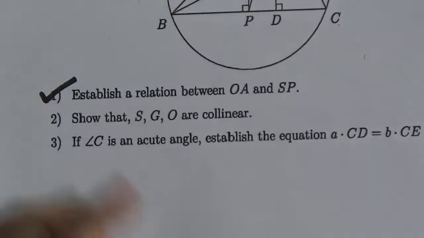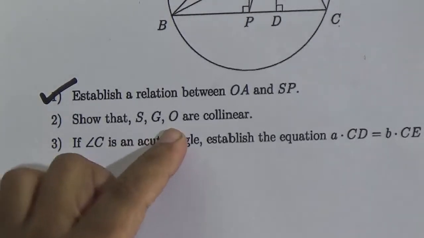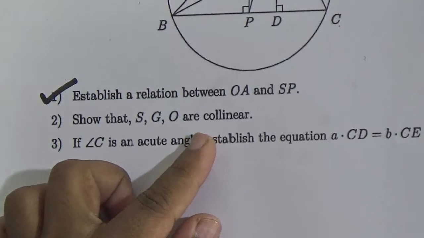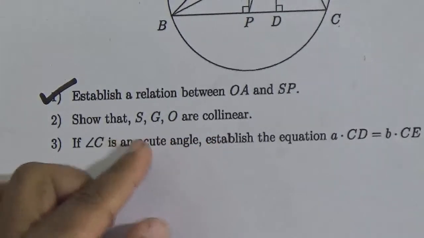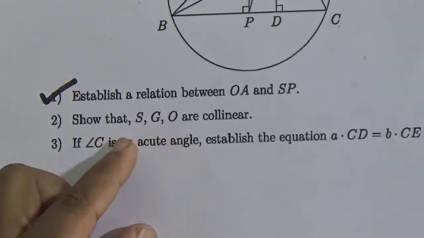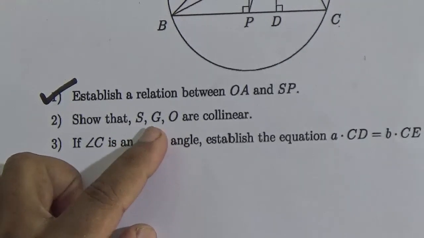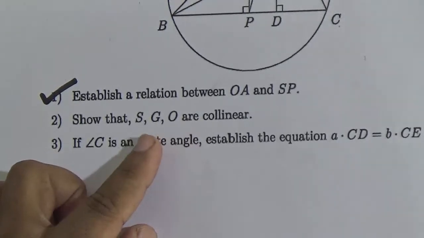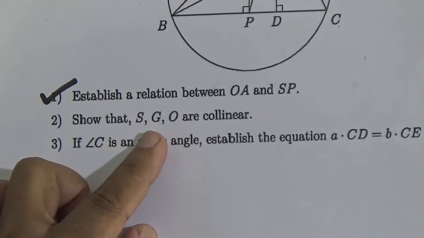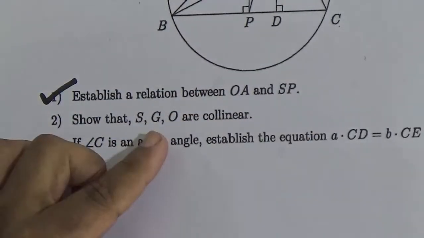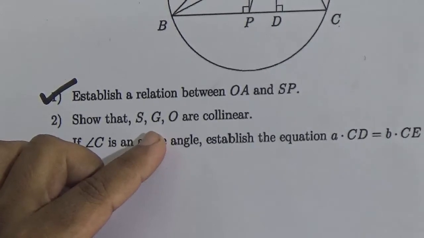The second one is: show that S, G and O are collinear. My dear students, we know that S is the circumcenter here, O is the orthocenter here, and we know that the circumcenter, centroid and orthocenter are collinear. This means that if we can prove that G is the centroid of the triangle ABC, then the proof is done. And how can we prove that G is the centroid of this triangle?